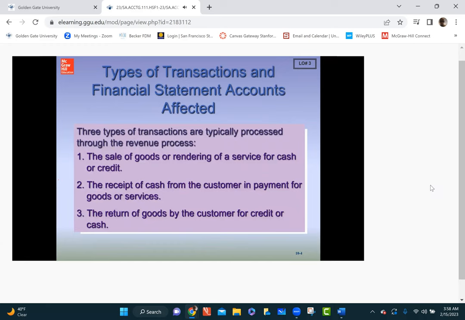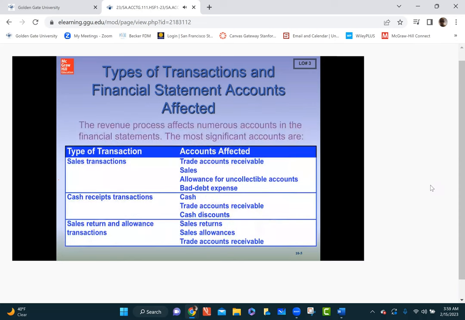Okay, good. Now, when we take a look, three types of transactions are typically processed through the revenue process: the sale of goods or rendering of service for cash or credit, the receipt of the cash from the customer in payment for goods or services, and then potentially the return of goods by the customer for credit.